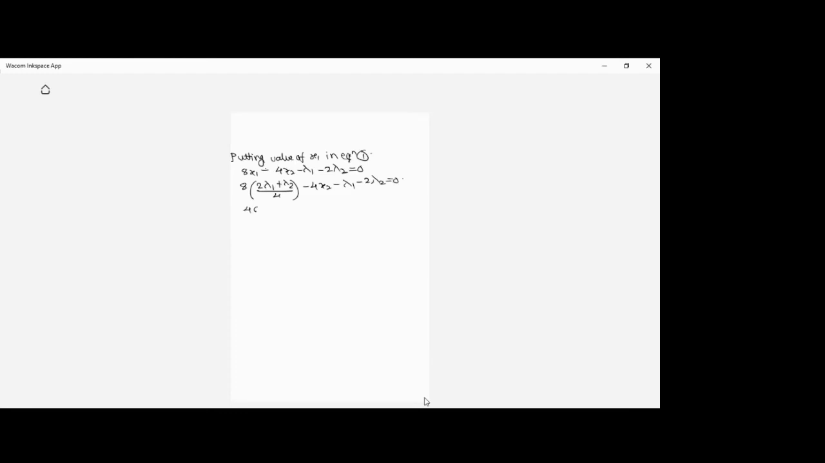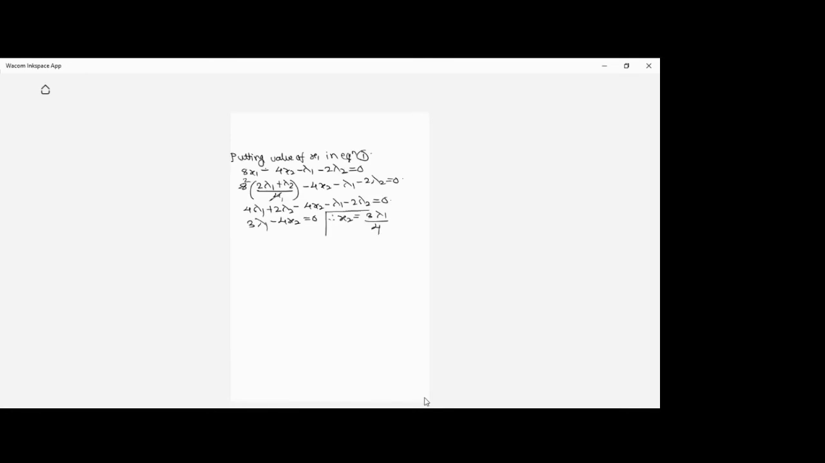So here I can write 4 lambda 1, right? Here it will be 4 1 the 4, 4 2 the 8. So 4 lambda 1 plus 2 lambda 2 minus 4x2 minus lambda 1 minus 2 lambda 2 is equal to 0. So solving this, what we can get, 4 lambda 1 minus lambda 1 will be your 3 lambda 1, right? 2 lambda 2 minus 2 lambda 2 will get cancelled, and here it will be minus 4x2 is equal to 0. Therefore, x2 can be what? x2 will be 3 lambda 1 upon 4.